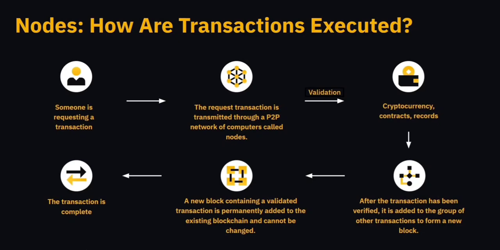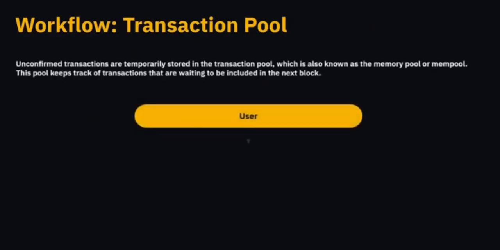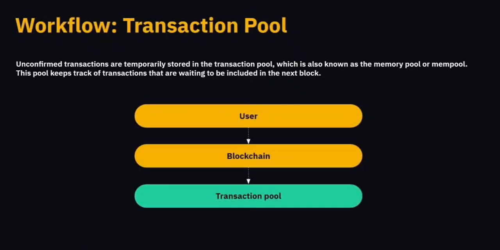The transaction is complete. But where do we keep these transactions until they are picked up by one of the miners? To figure this out, we must first understand transaction pools. Unconfirmed transactions are temporarily stored in the transaction pool, which is also known as the memory pool or mempool. This pool keeps track of transactions that are waiting to be included in the next block.